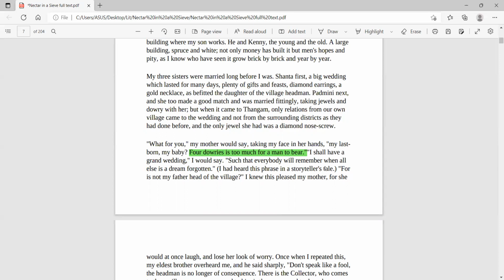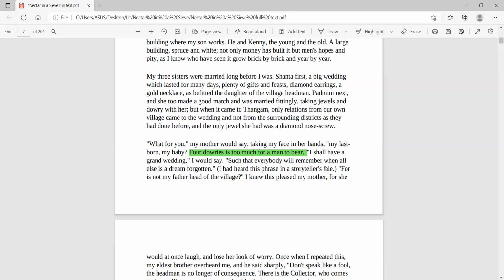So the protagonist says, "I shall have a grand wedding, I would say, such that everybody will remember when all else is a dream forgotten. I had heard this phrase in a storyteller's tale. For he is not my father, head of the village. I knew this pleased my mother, for she would at once laugh and lose her look of worry. Once, when I repeated this, my eldest brother overheard me and he said sharply, 'Don't speak like a fool. The headman is no longer of consequence.'" It's like not important anymore. No longer of consequence is not important anymore.